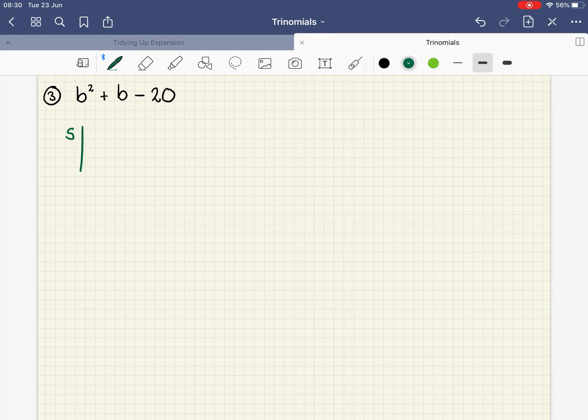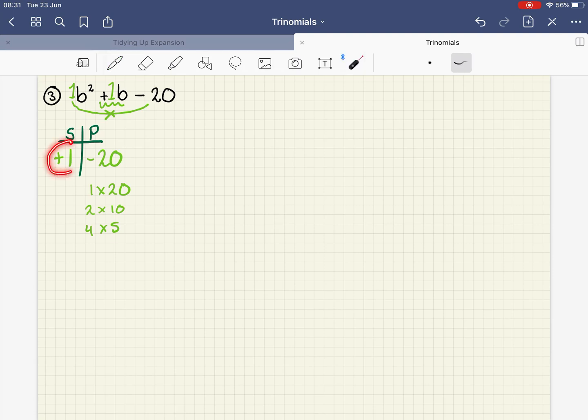So again, setting up my sum and my product table. So that's going to be a 1 there, that's going to be a 1 there. My sum is +1. My product is -20. And I'm not going to worry too much about the negatives right now. So I'm just going to think of things that multiply together to give me 20 there. So 1 times 20, 2 times 10, 4 times 5.